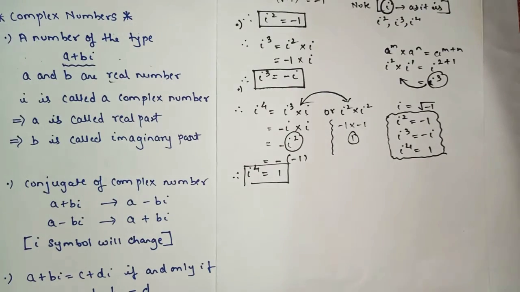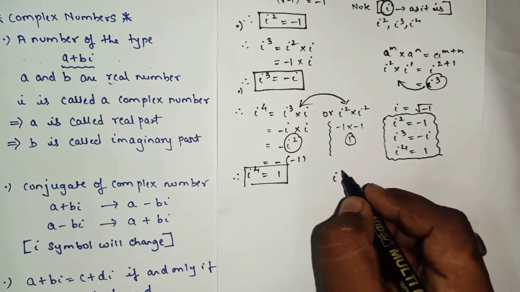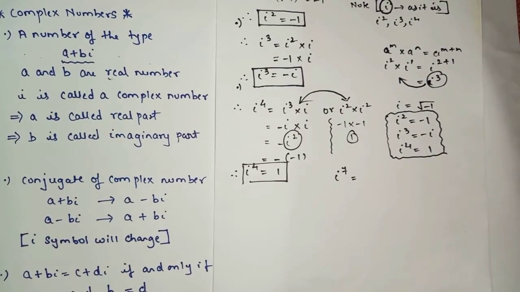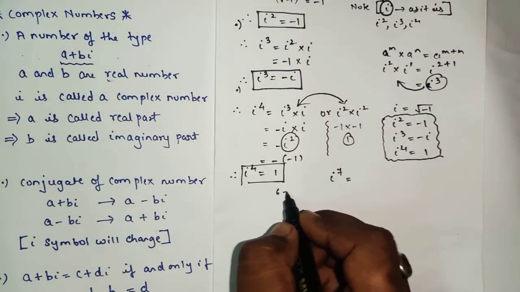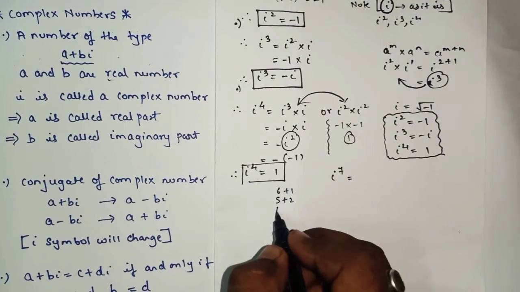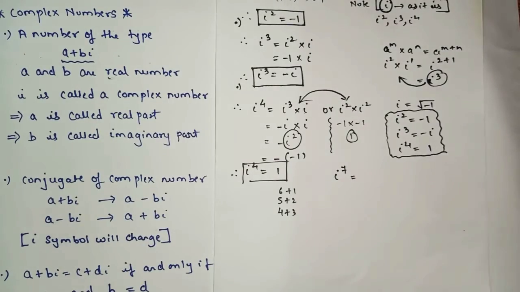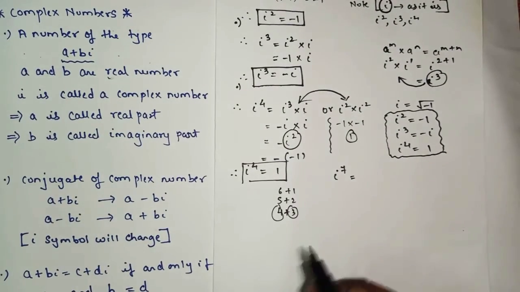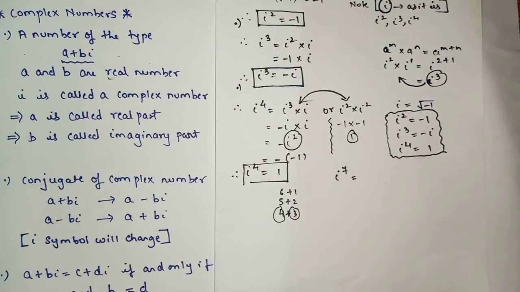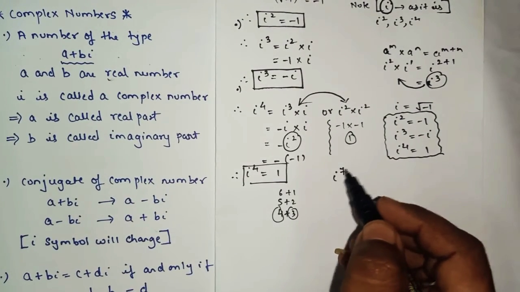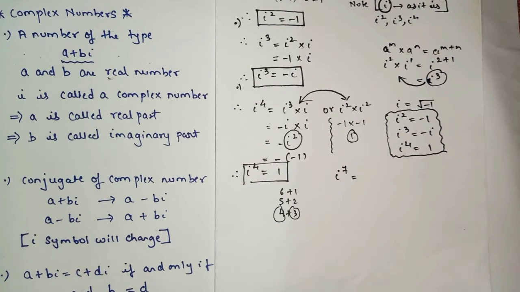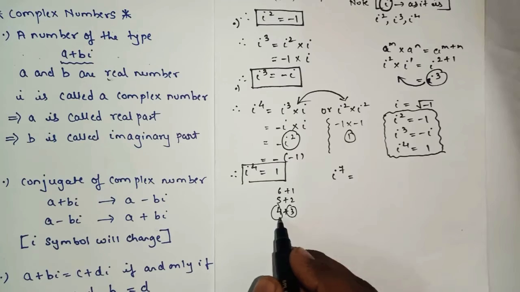If you want to find the answer for i raised to 7, now decide how you will break this 7. We can break this 7 as 6 plus 1, as 5 plus 2, or as 4 plus 3. It is on you. 4 plus 3 will be very easy because we know the value of i raised to 4 and i cube. How you break it is on you. So here I can say that 4 and 3 will be easy.